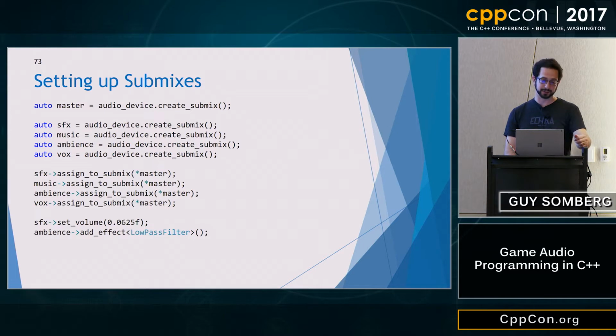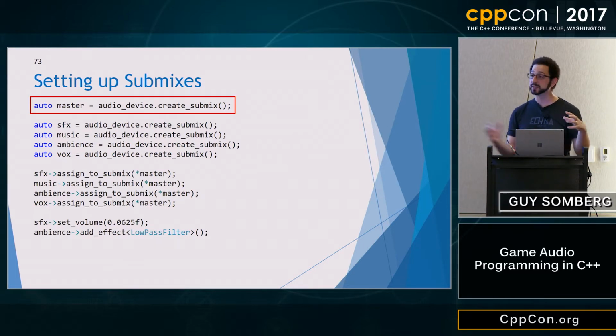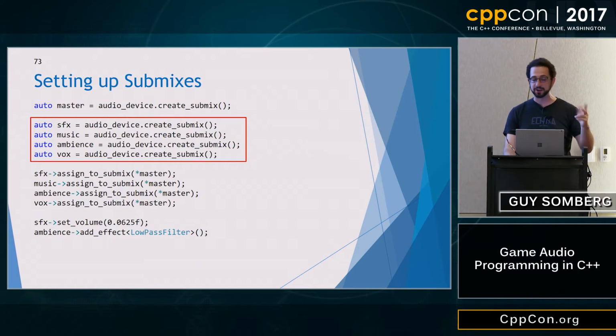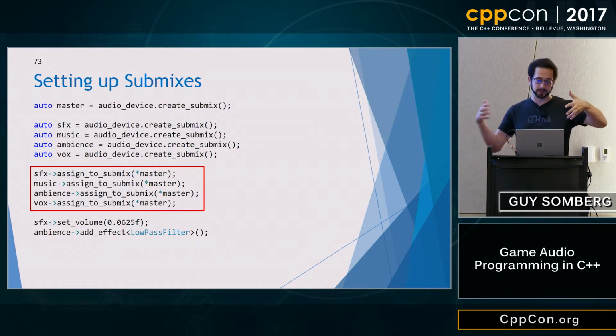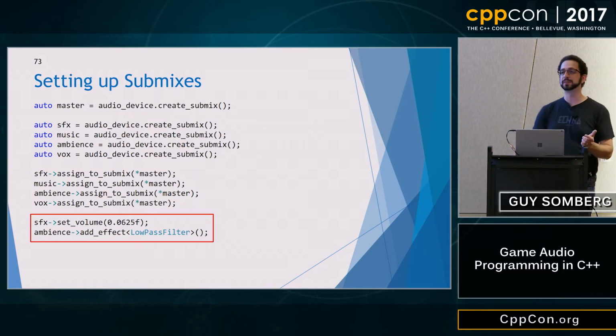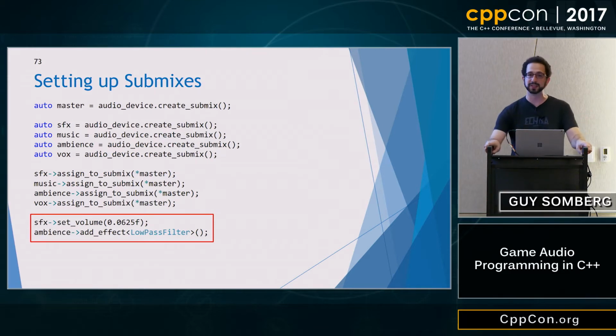Setting up submixes. Here is a very simple submix chain. We have a master bus, our master submix. We have sound effects, music, ambience, and voice submixes. We assign those bottom 4 to the master. And now we can set parameters. We can set the sound effects bus to -24 decibels, that's 0.0625. We can apply a low-pass filter to the ambience submix.